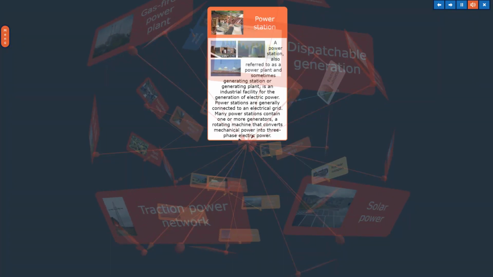Power station. A power station, also referred to as a power plant and sometimes generating station or generating plant, is an industrial facility for the generation of electric power. Power stations are generally connected to an electrical grid. Many power stations contain one or more generators, a rotating machine that converts mechanical power into three-phase electric power.